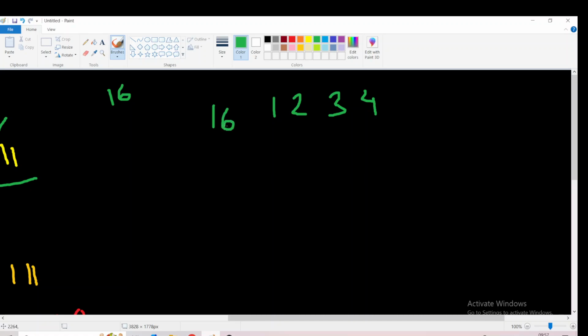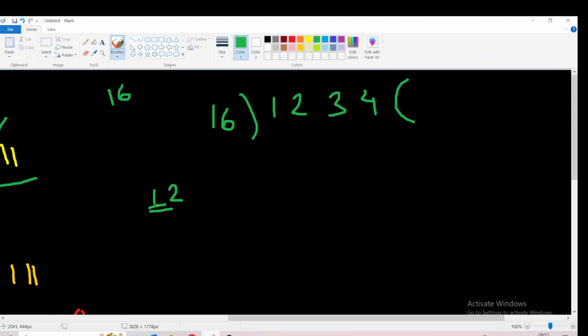Okay, so we want to divide 1234 by 16. Now how are we going to solve this? Initially we will iterate from the left. We have the first digit as 1. Is 1 greater than 16? No, right? Then we move to the next digit, 2.